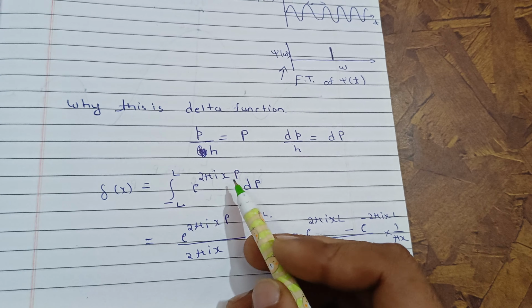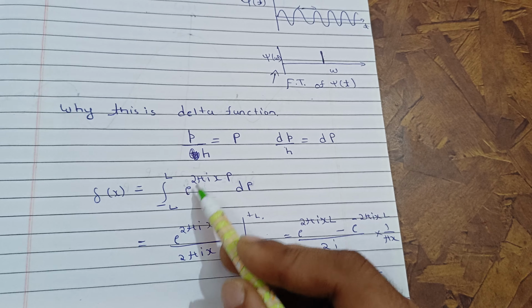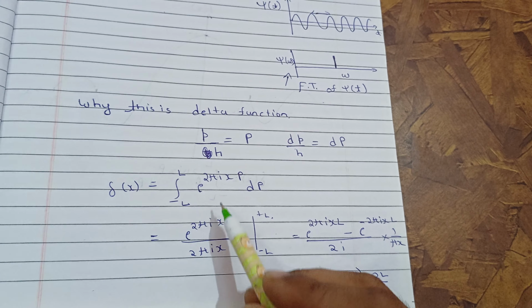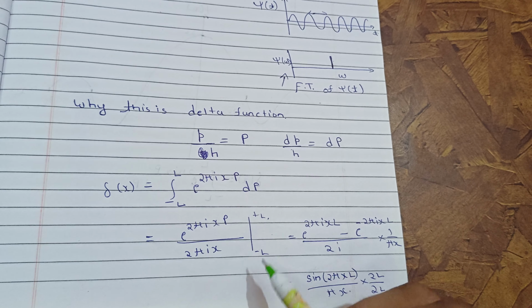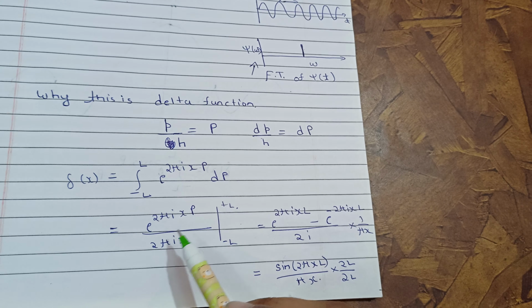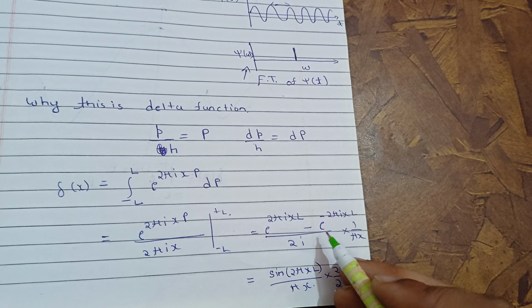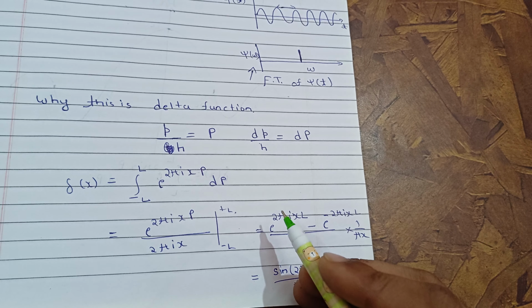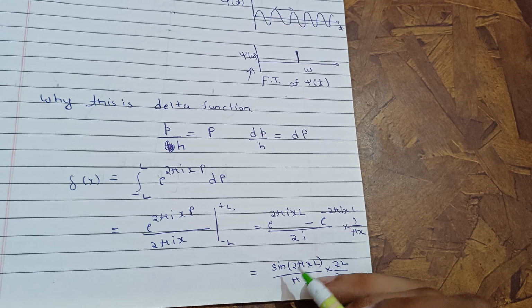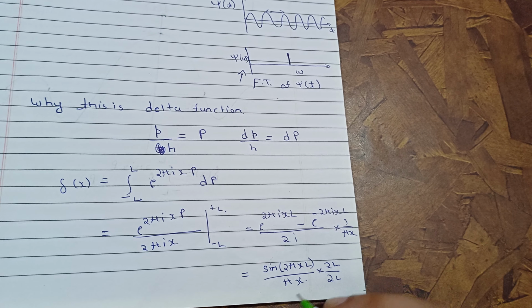Now see, this is a simple integration. So dP will give you exponential of this divided by 2 pi i x, because it is with respect to P. That's why we get this thing. Now put the limits plus L and minus L in place of P. So you will get this thing. Now you can separate the 2 iota separately and multiply 1 upon pi x from here. This is nothing but sine: exponential i theta minus exponential minus i theta divided by 2i is nothing but sine theta. So that's how you can write sine theta here.